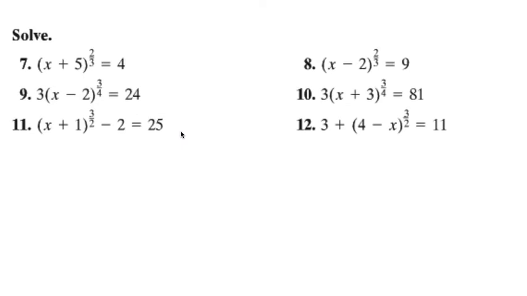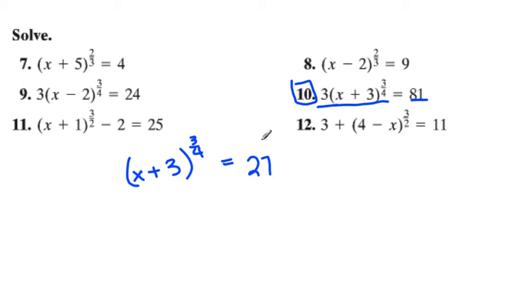Now let's pick number 10. All right, so picking this one. Again, we want to isolate this term, get it by itself. So the first thing I'm going to do is to divide both sides by 3. So that's going to leave me with x plus 3 raised to the 3/4 equal to 27. Okay, well, I'm going to rewrite this 27 because I know that it is equal to 3 to the 3rd.